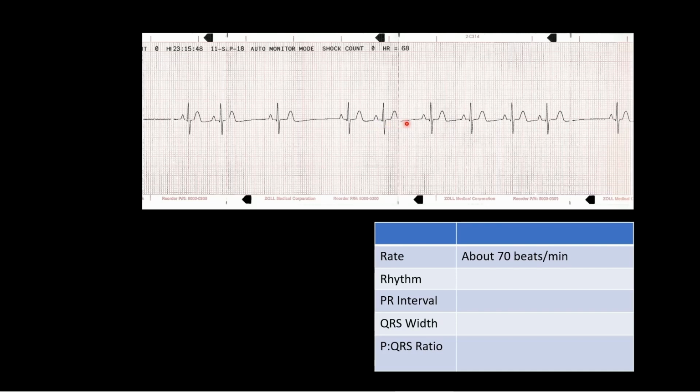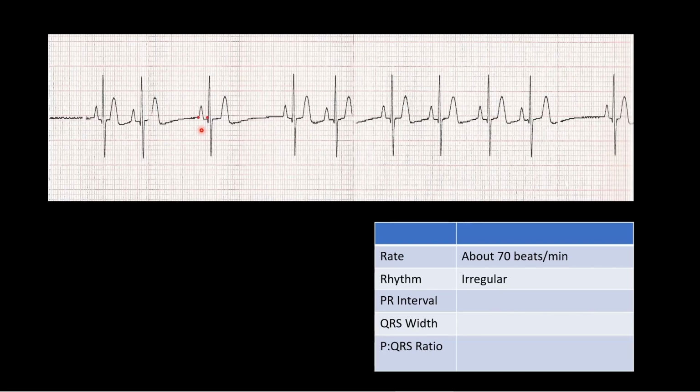No, it's kind of irregular to me. It looks to be very irregular. So that means we know that the rhythm wouldn't qualify as normal sinus rhythm. It's got to be something else. Now let's look a little closer at the PR interval.